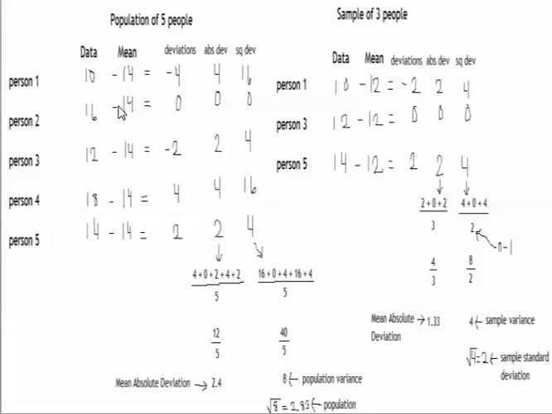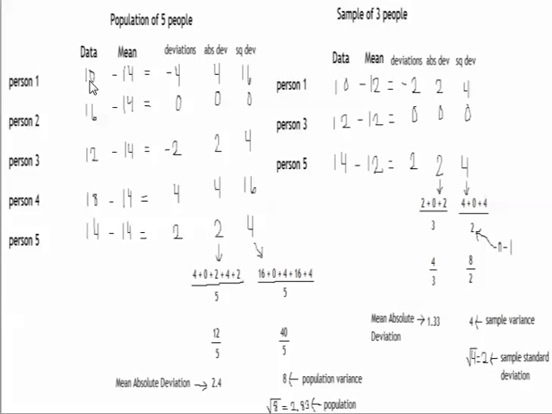There's a population of 5 people and a sample of 3 people. If you want the mean absolute deviation of the population, first you have to find the mean of the population, which is the mean of the data column. You add these 5 numbers and divide the total by 5. The mean comes out to 14.